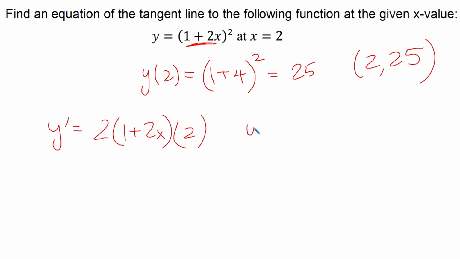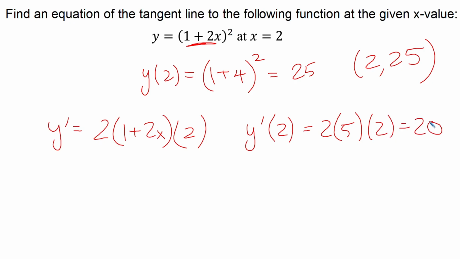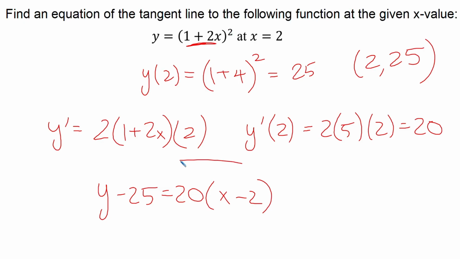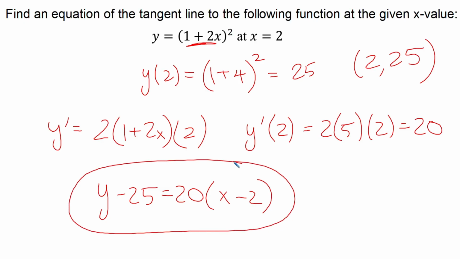If we evaluate that at x equals 2, then we have 2 times 5 times 2, which is just 20. And so we are, when we put that into point slope form, going to just get y minus 25 equals 20 times x minus 2. And that will be our final answer.